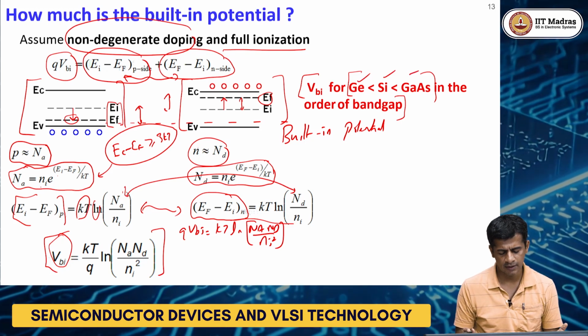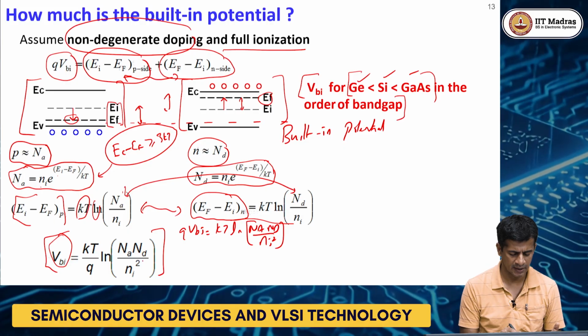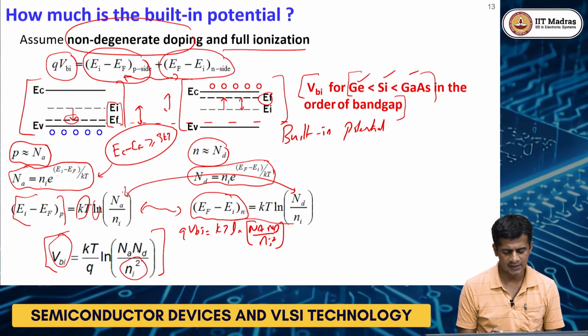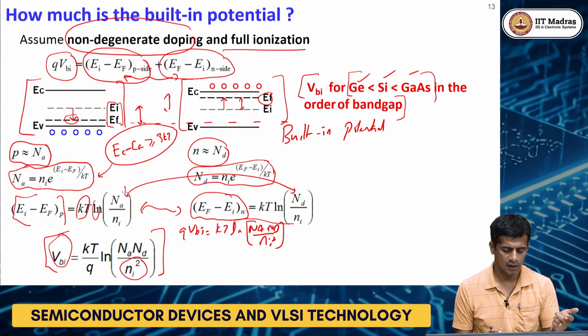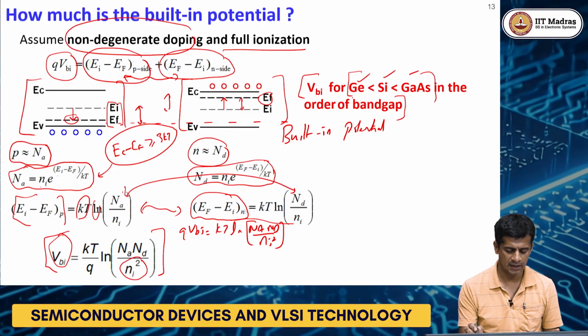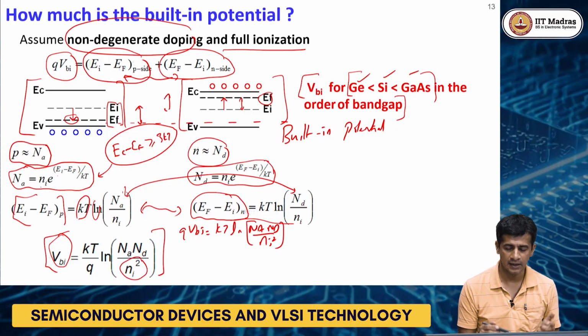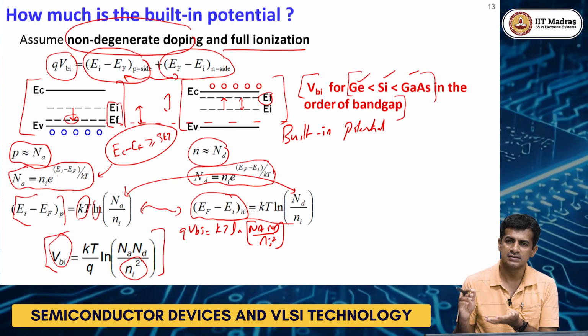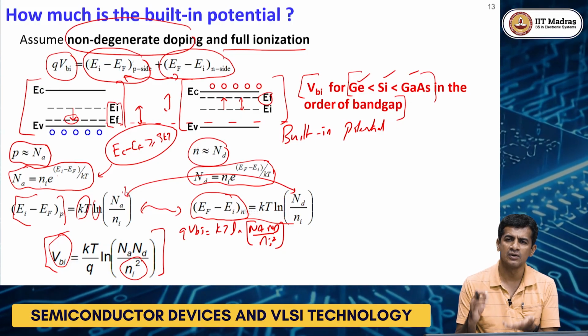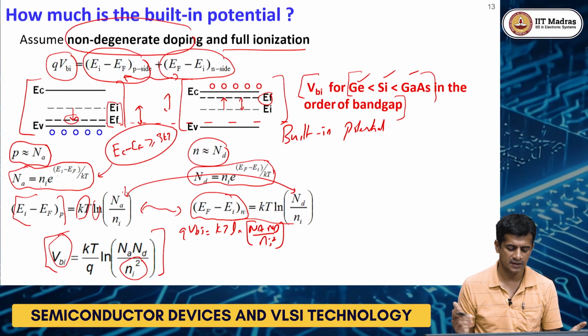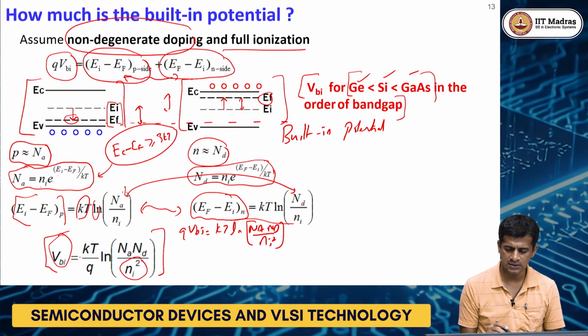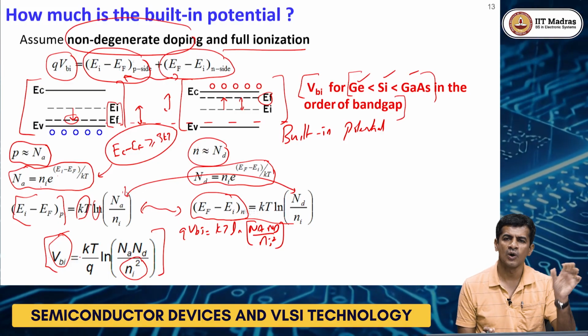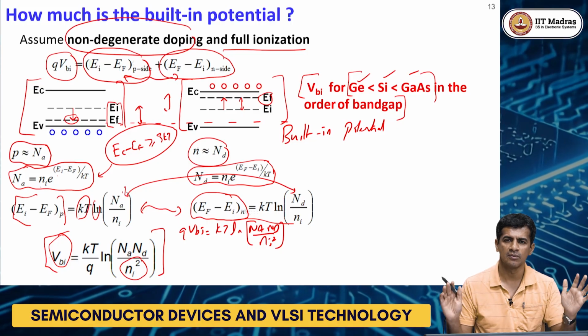So which parameter is affecting the built-in potential? It comes from ni squared. The ni squared is different for different materials. For example, germanium may have a large ni squared because it has a lower band gap. Then silicon, then gallium arsenide will have a very low ni squared because the band gap is very large. So you can see the built-in potential will be lower for lower band gap materials for the same amount of doping.